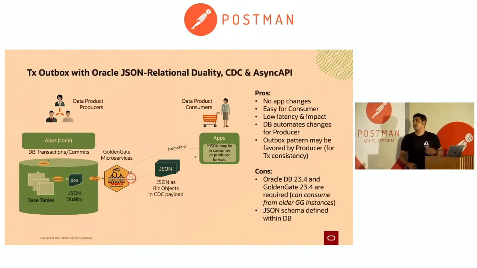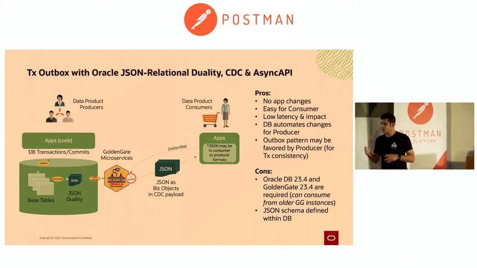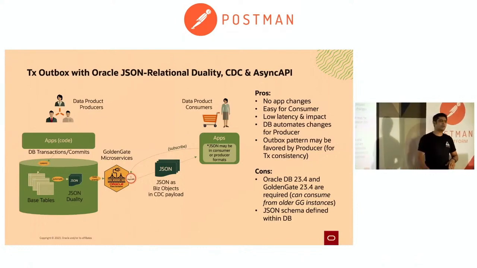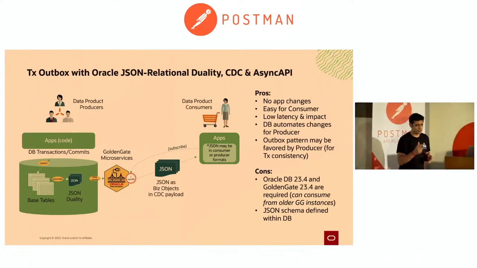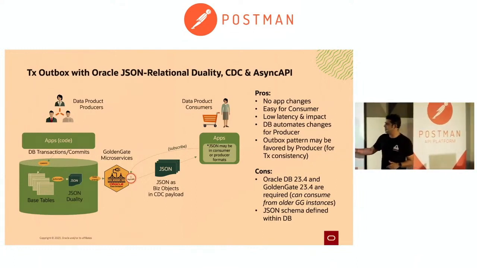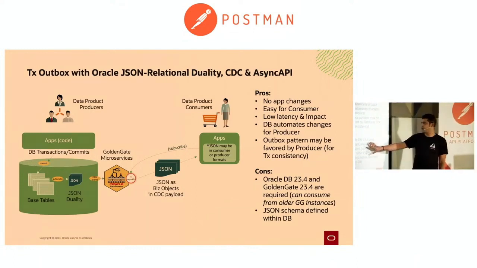The next one is transaction outbox with Oracle JSON relational duality. This is one of the new features which is going to get released in Oracle database 23.4. And currently, the GoldenGate version available in the market is 21C, and most probably by next year we'll be releasing GoldenGate 23C, wherein you get this feature. That's one of the cons here.